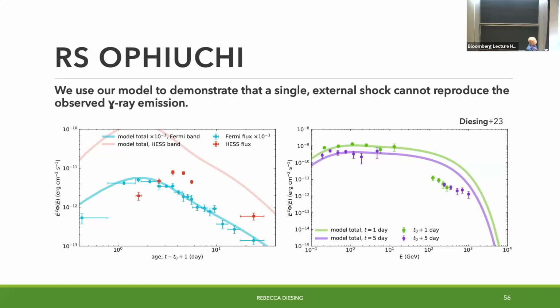The other way to think about it is there's no way to have this 1 day go down. You can't go down in the GeV while going up in the TeV, which is what you need to have happen here. To go from green to purple, you need to actually increase your flux. And that's never going to happen with one shock, one population of particles.